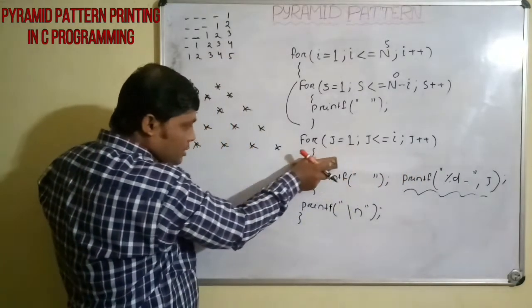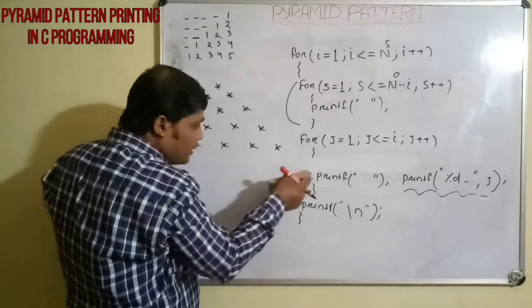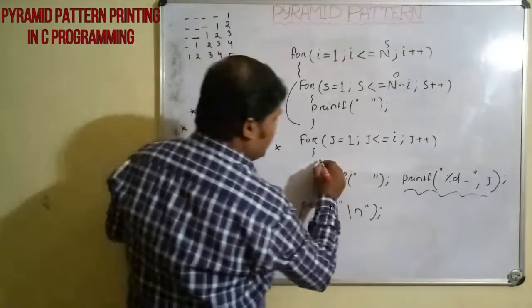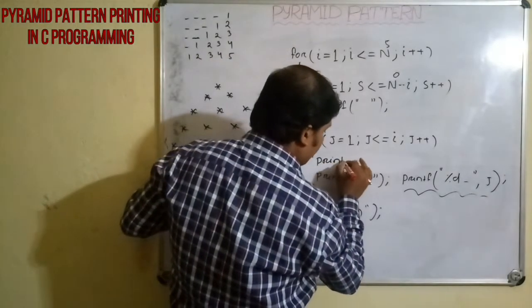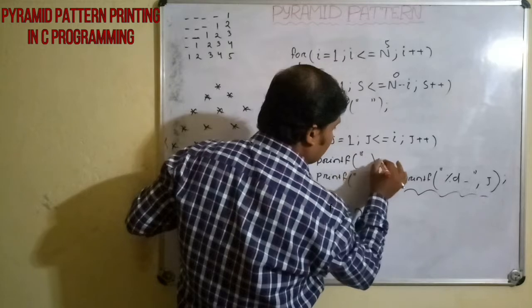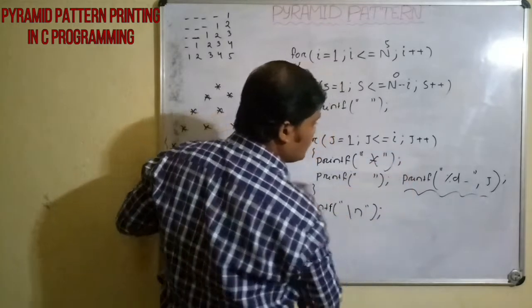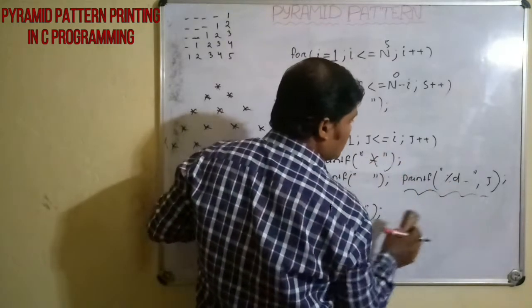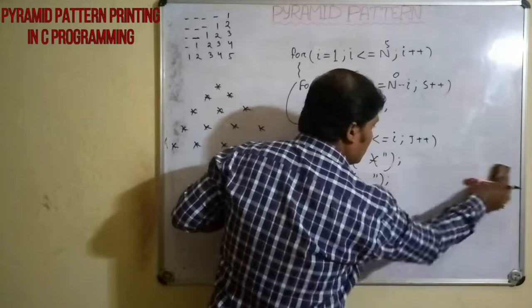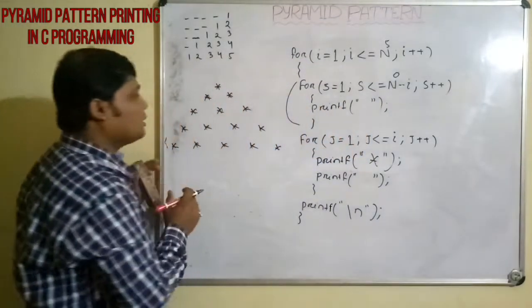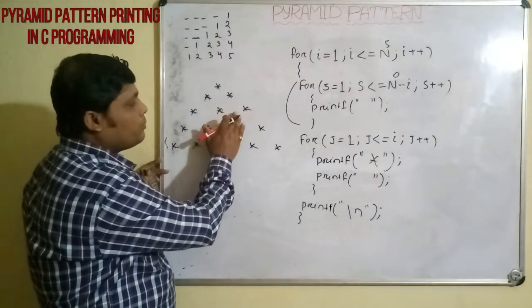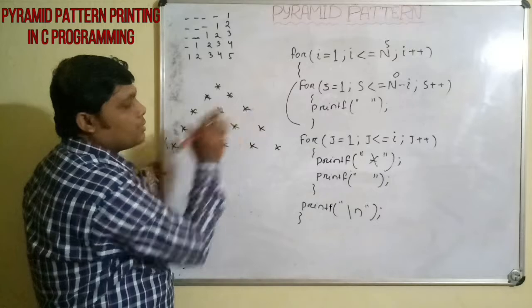Instead of printing Z value, what we have to print? Printf, what? Star value. Got it? Very simple. So instead of printing Z value, we have to print star.